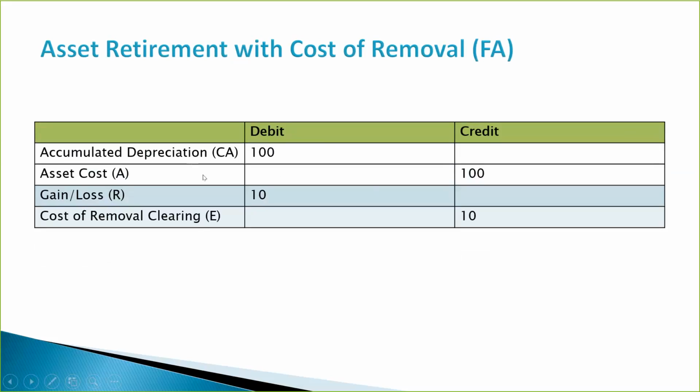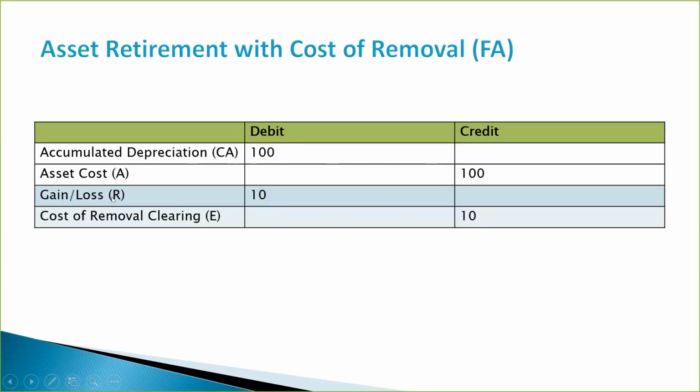Accumulated depreciation and asset cost, we know will have to be there, okay? Now we are getting a loss here because this is a revenue account and we are debiting it. We are debiting it, yeah. And this loss is coming from the cost of removal that we are paying, okay? Remember, this cost is associated with this asset. And since we have already expensed this asset, we are incurring another cost above that for removing it. So that's why it's a loss.